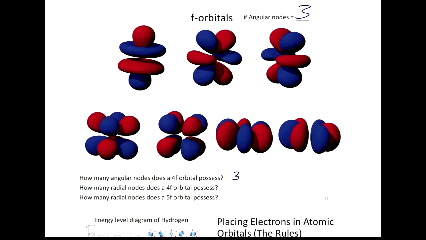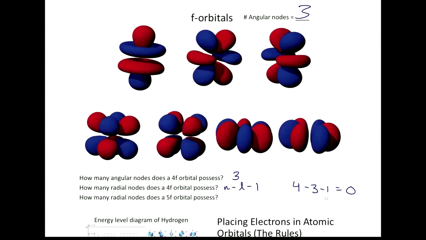I will mention that I think in the online homework, sometimes it says nodal plane. A nodal plane is the same thing as an angular node, just so you know. They just sometimes switch between definitions. All right, so that's angular nodes or nodal planes for f orbitals. How many radial nodes would a 4f orbital have? So remember, it's n minus l minus 1. So this would be 4 minus 3 minus 1, so 0. So a 4f orbital would have 0 radial nodes.